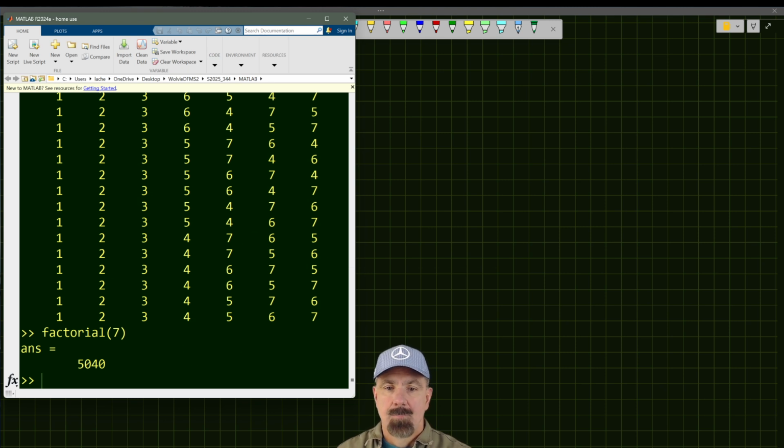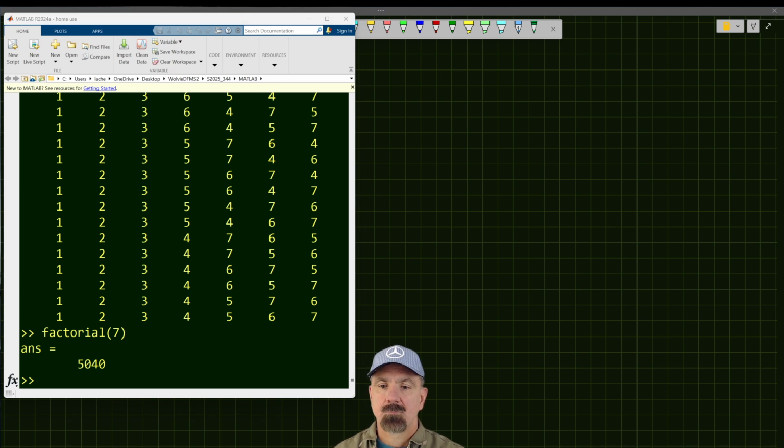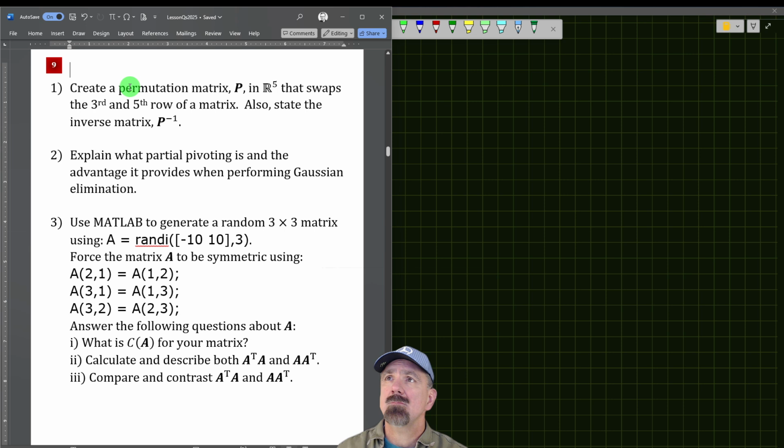All right, that's the end of the content. Let's take a look at our questions for today. So we have 3 items here. Permutation matrix, the whole concept of partial pivoting, explain what's going on and why we care. And then here is generating a symmetric matrix and taking a look at its column space and doing some calculations with the symmetric matrix.